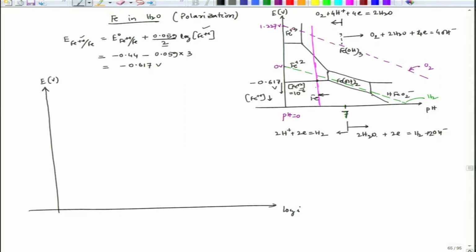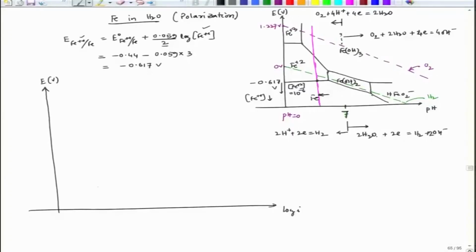So, as we go up, the dissolution rate will increase a little bit, and that means the deposition rate would reduce also. Since the deposition rate reduces, the plot would look like this. If we try to see only the plot related to iron metal deposition and metal dissolution, the plot would be like this.